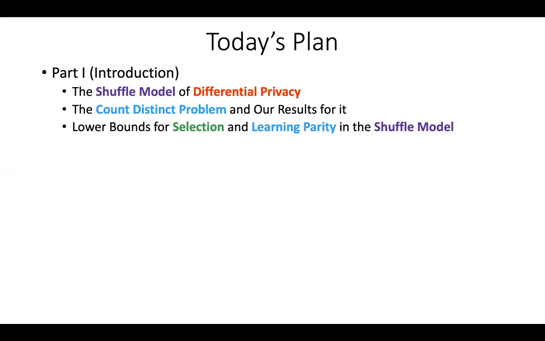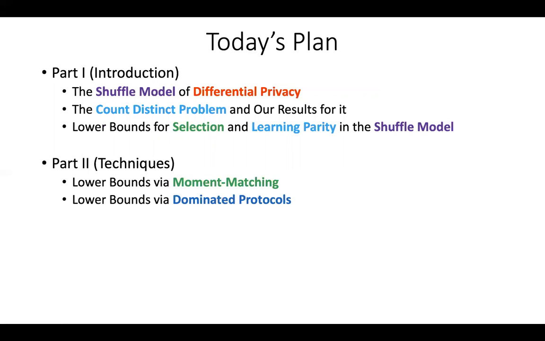To prove our lower bounds, we introduce two interesting techniques. The first one is moment matching from the property testing literature. To the best of our knowledge, we are the first to apply them in the study of differential privacy. Second is the dominated protocols. I will define them shortly. And finally, I will conclude with some open problems.